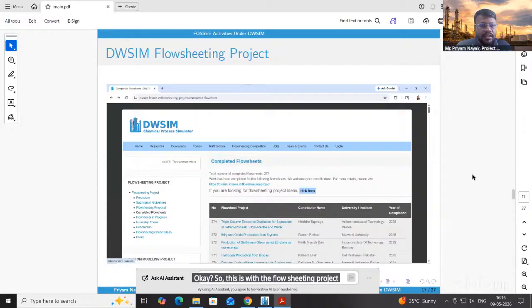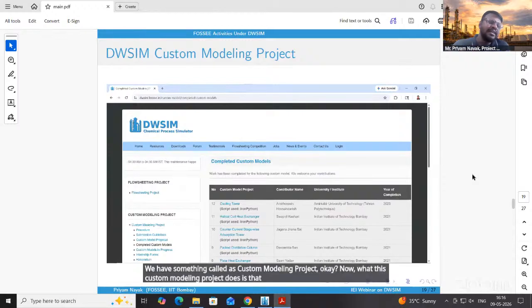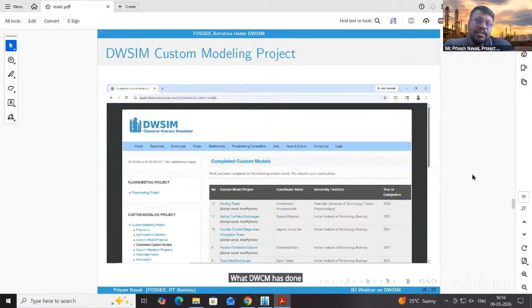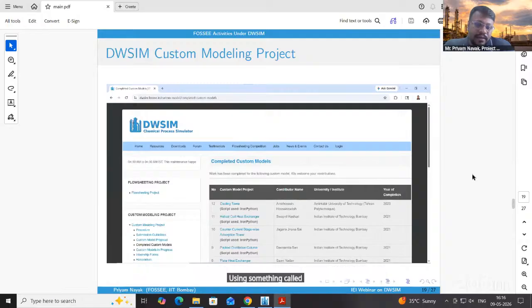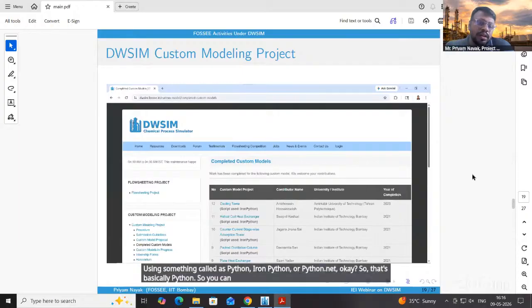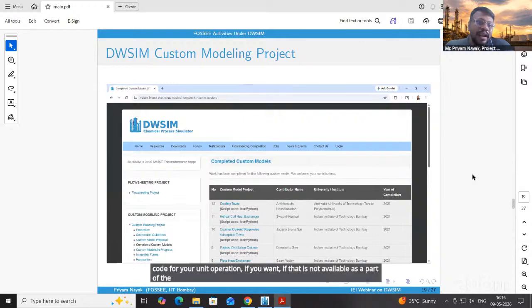Then moving next, we have something called custom modeling project. Okay, now what this custom modeling project does is that sometimes there are some specialized equipments that you want to simulate, but they are not available in the software DWSIM. What DWSIM has enabled is that you have the feature to model it by yourself using something called Python, IronPython or Python.net. Okay, so that's basically Python. So you can actually write your own code for your unit operation if you want. If that is not available as a part of the DWSIM software, you can write that using Python.